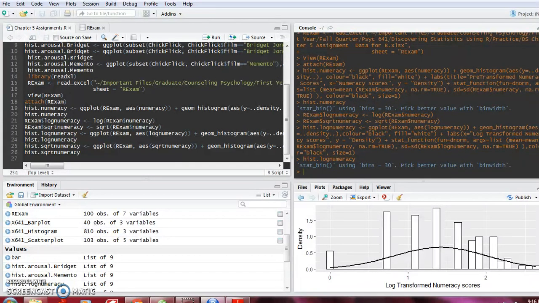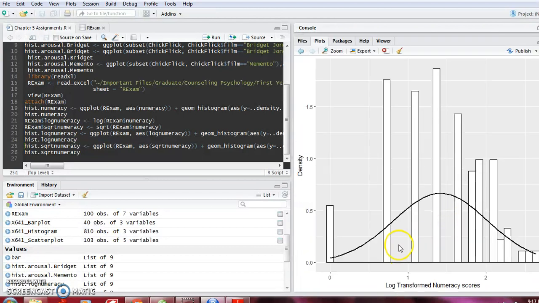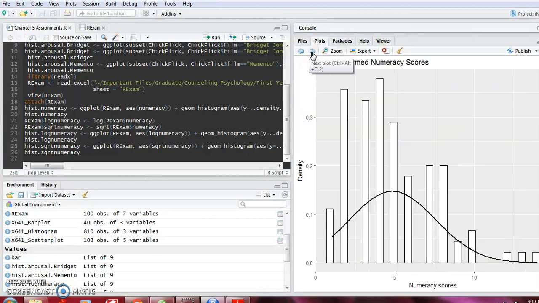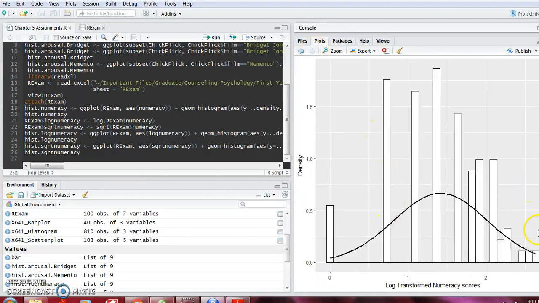Okay. So here, essentially we can see that our data has been changed. Just go back real quickly. So this is the before, and this is the after. So it looks like the data was pushed towards the center. It really wasn't. All it essentially did was take the log of the numeracy scores. So it essentially reduced the positive skewness of it.